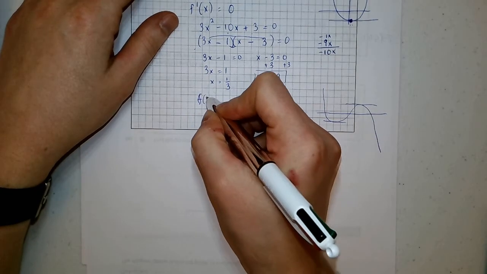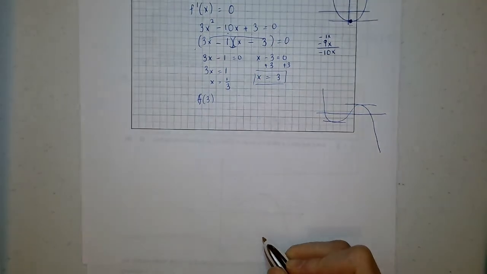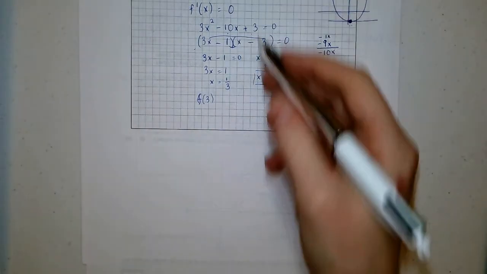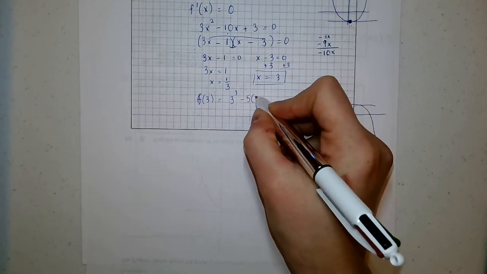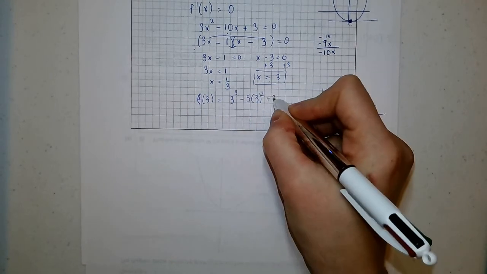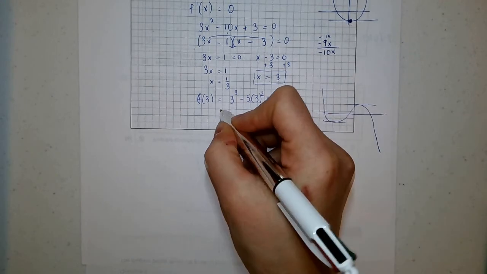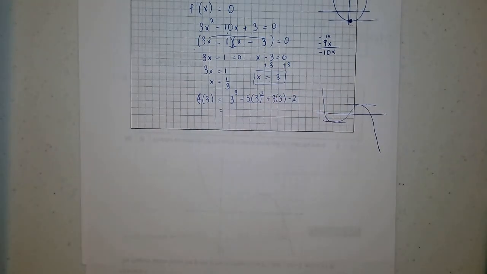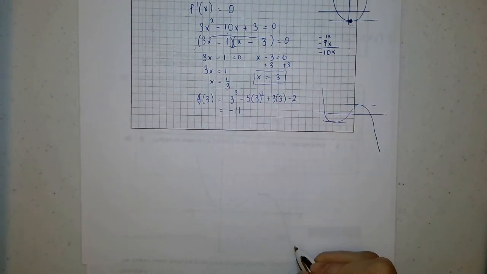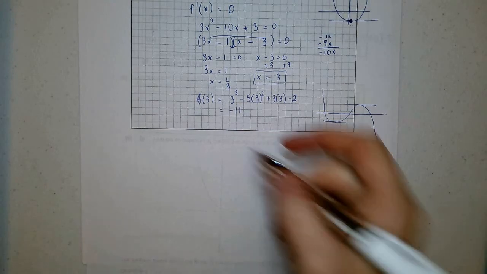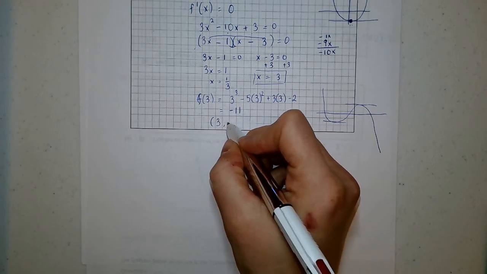So to find our corresponding y value, we're going to sub in 3 to the original function. Okay, and we get 3 cubed minus 5 times 3 squared plus 3 times 3 minus 2. When we put that into our calculator, we will get minus 11. So our minimum point is 3, minus 11.